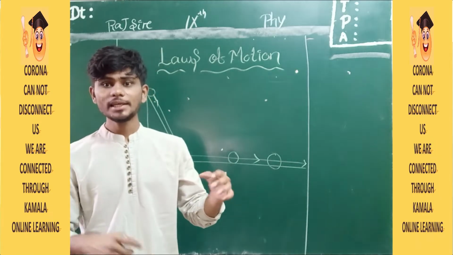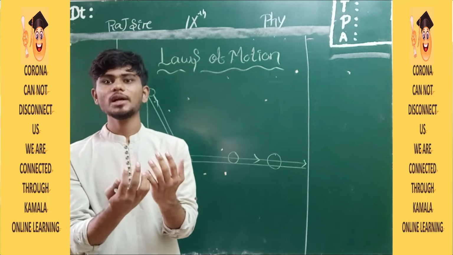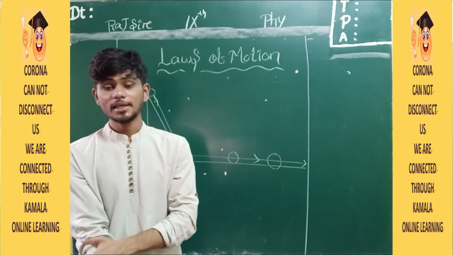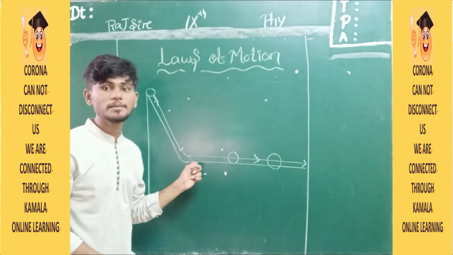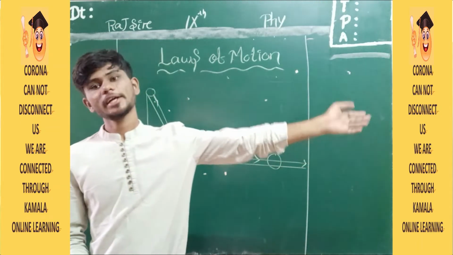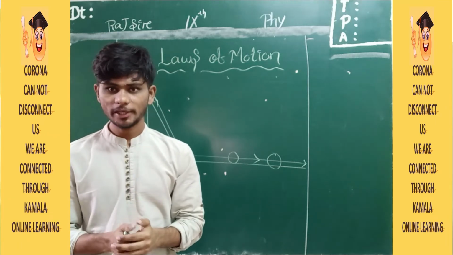But according to Galileo, he assumed the condition that the world has no friction. Okay. If the world has no friction, then if you leave a ball like in this case, it will continue to move on this plane forever. Are you getting my point?